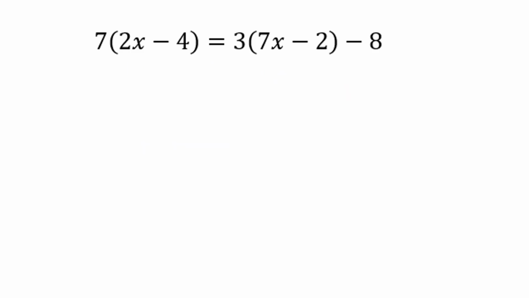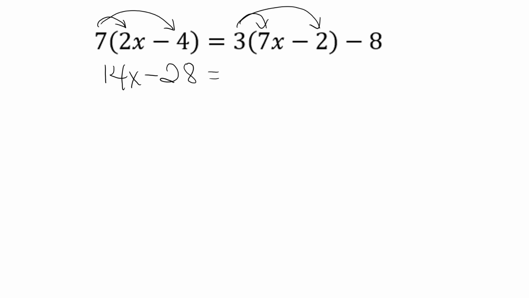With this problem, we start with our parentheses using distributive property. 7 times 2 would be 14. Keep your x. 7 times negative 4 would be negative 28. Use your distributive property on the right-hand side. 7 times 3 is 21. Keep the x. 3 times negative 2 is negative 6. Then bring down your negative 8.